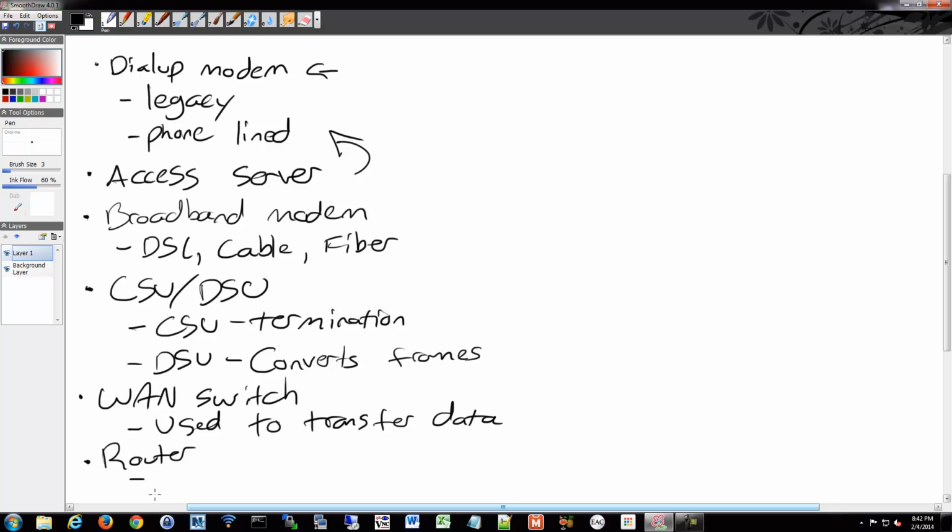So router is used to provide access through the WAN, through some sort of interface that's compatible with that WAN technology, such as serial connections, for example, which is probably the most famous and most often referenced method.